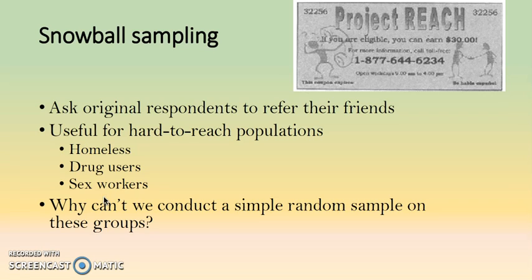Right? So maybe homeless people, maybe drug users, maybe prostitutes, sex workers. And we can't use a simple random sample. We can't use probability sampling techniques because we don't have a list of these people. They are hard, and we might not run across them. They're hard to find, so then we use this snowball sampling technique.